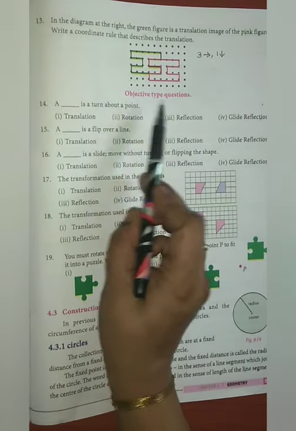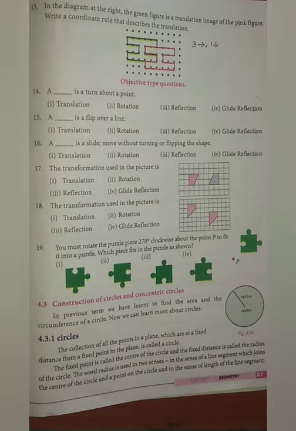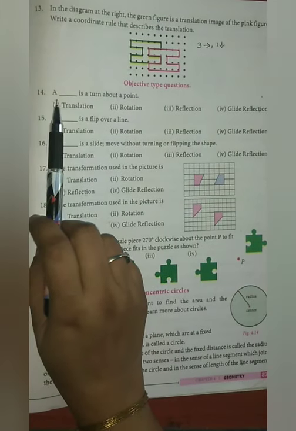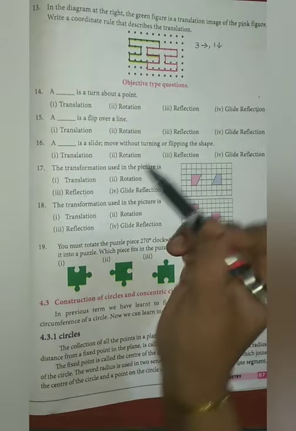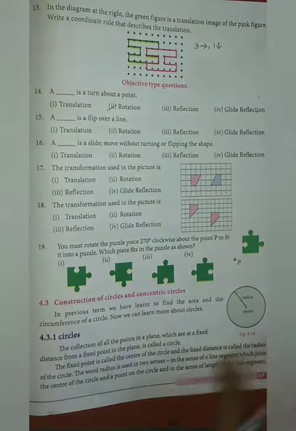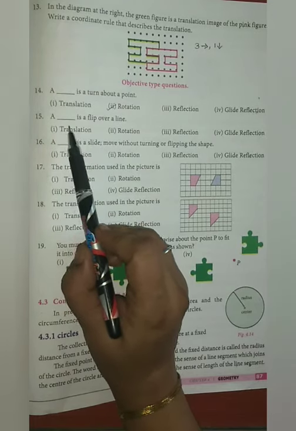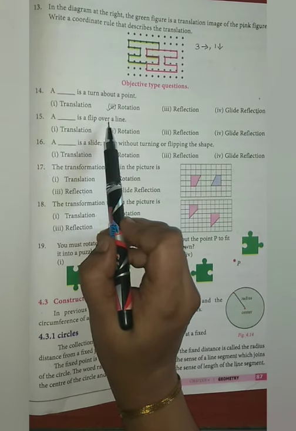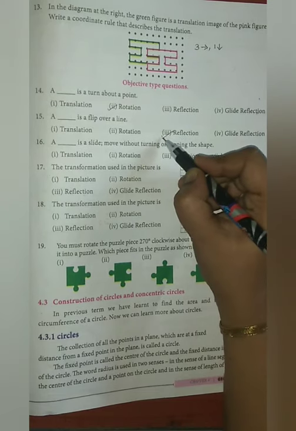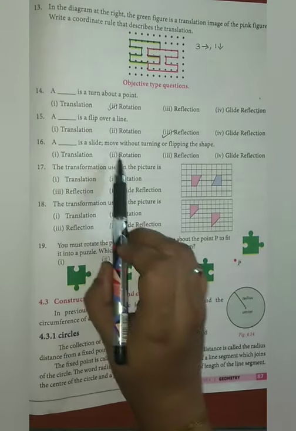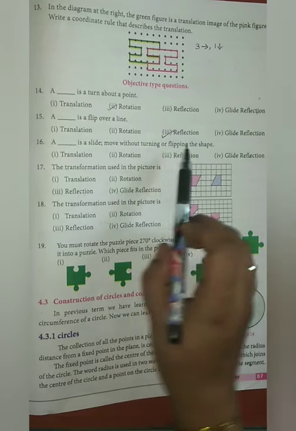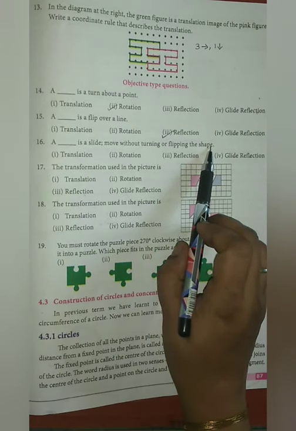The next objective type questions. 14th question, a dash is a turn about a point. Rotation. 15th one, a dash is a flip over a line. That is reflection. 16th one, a dash is a slide, a move without turning or flipping the shape. That is translation.